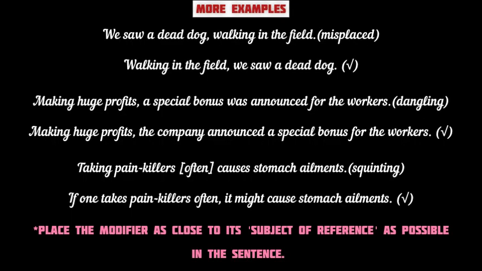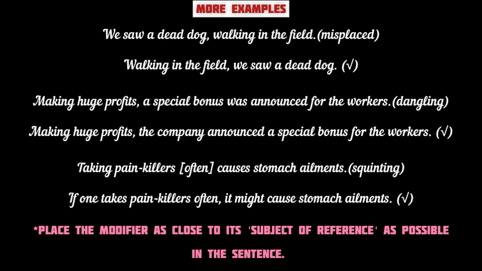Finally, here are some more examples of mistakes with modifiers. We saw a dead dog walking in the field. Here the misplaced modifier "walking in the field" seems to suggest that a dead dog was walking in the field. We can correct this sentence by placing the modifier "walking in the field" before the subject "we." Walking in the field, we saw a dead dog. It means while we were walking in the field, we saw a dead dog.